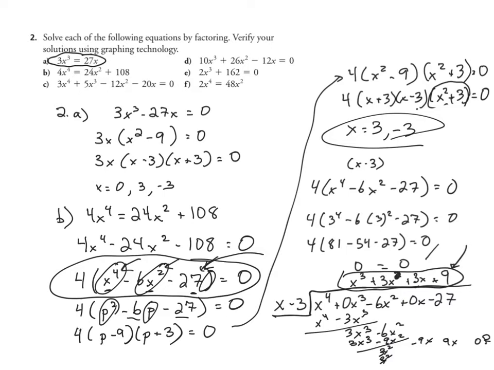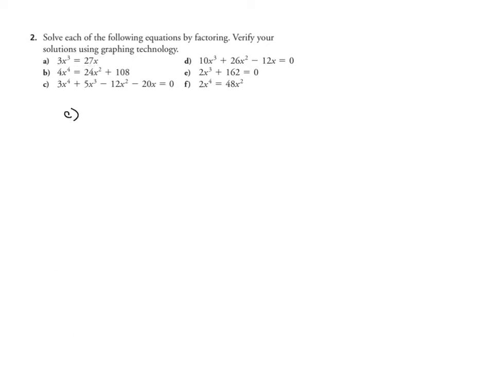All right, part C. For part C, there is an x in all of these. So we're going to say x times 3x to the 3 plus 5x squared minus 12x minus 20. Trust me, always look for a common factor. It makes your life easier. I like that it equals 0. I don't have to pull everything to the left.